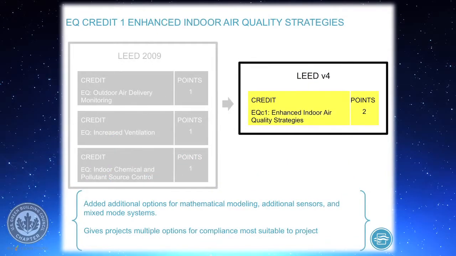The first credit is a consolidation of a couple of the indoor air based credits, now called Enhanced Indoor Air Quality Strategies. So here we've added additional options for mathematical modeling, additional sensors, as well as mixed mode systems. We've also set the credit up in a way where the project team can earn an initial point by doing one of the indoor air quality strategies, and then earn a second point by implementing additional strategies, but a little bit more flexibility in terms of what the project team's choosing that makes the most sense for their project.